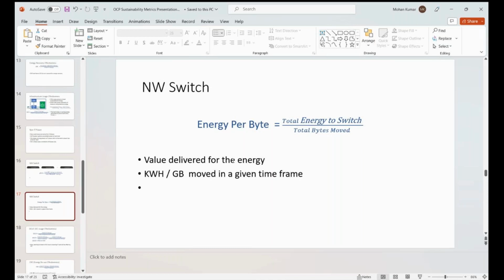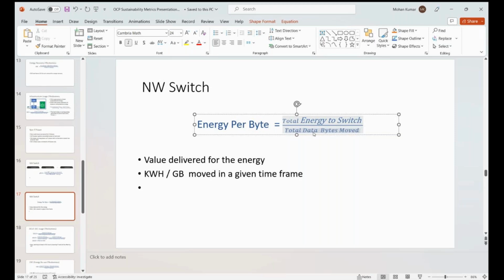Based on what you guys are saying, I'll just change this to say total data bytes moved. How about that? That'll make it clear. Are you going to say payload, or are you going to say data bytes moved? That's still somewhat ambiguous to people. In networking, the term I would use is payload. Payload bytes moved, yes, something like that.